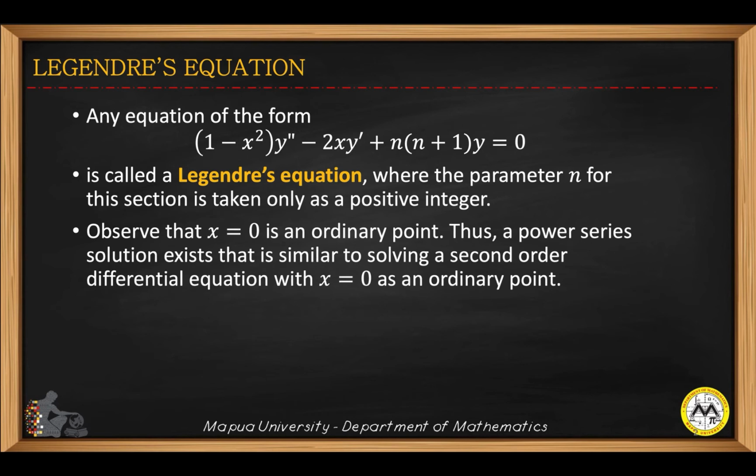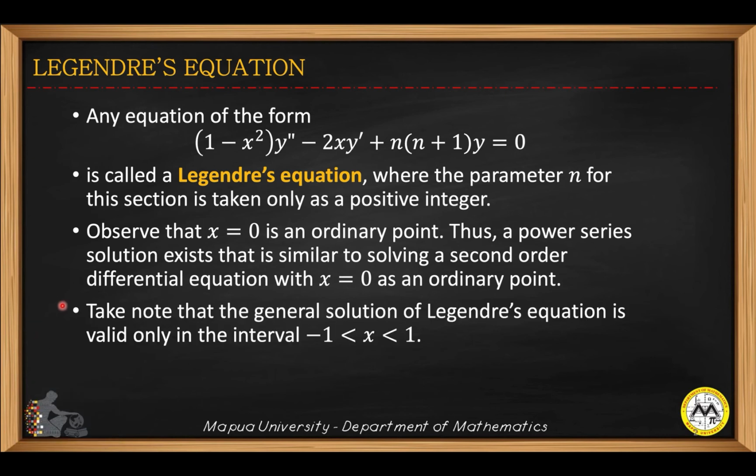Observe that x equals 0 is an ordinary point. Thus, a power series solution exists, similar to solving a second-order differential equation with x equals 0 as an ordinary point. So take note that the general solution of Legendre's equation is valid only in the interval from -1 to +1.